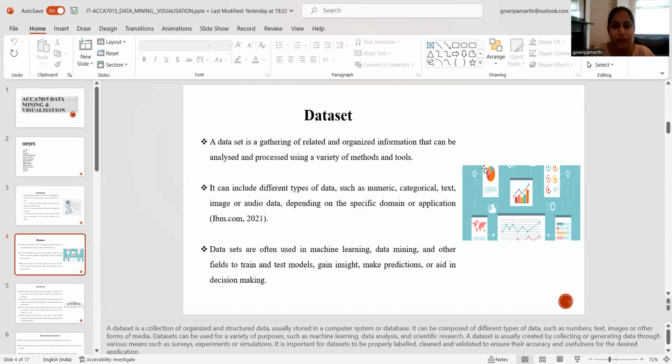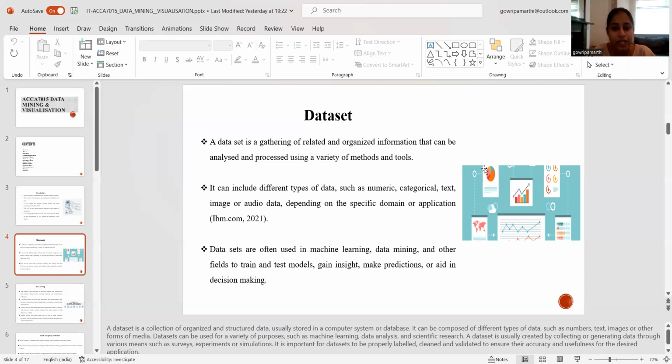data set. What is a data set? A data set is a gathering of related and organized information that can be analyzed or processed by using a variety of methods and tools. So the data set gathers information from other organizational information, and it is analyzed and processed by using different methods or tools. It can include different types of data such as numerical, categorical, text, audio, and images. Depending on the specific domain and applications, the data set will include different types of data.